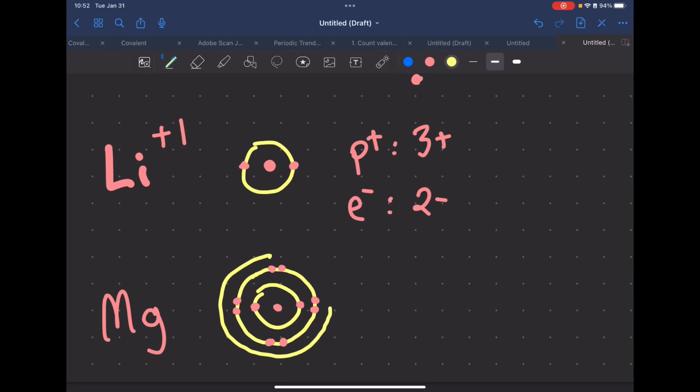So I need to add a third ring. The third ring can also fit 8. The rest of them can fit 8. But I don't need 8 because I've already got how many? 10? So I need 2 more.